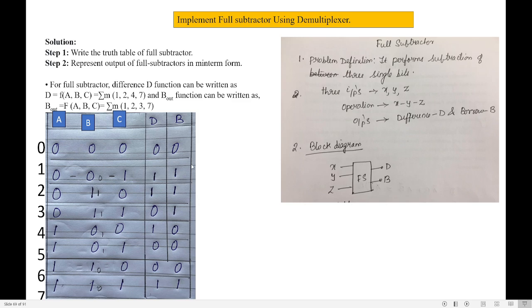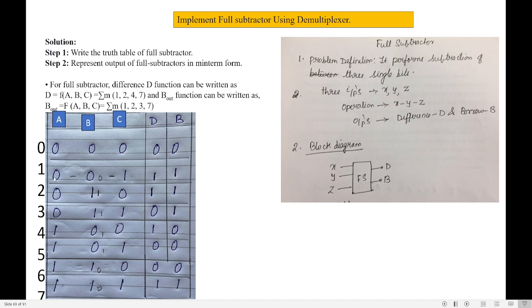Now, how will we write this column? We know 3 inputs means 3 zeros till 3 ones, total 8 combinations. First fill this, then go for difference and borrow. What is the job of a full subtractor? A minus B minus C. First it does A minus B. 0 minus 0 is 0. Again it does B minus C. 0 minus 0 is 0. So difference 0, borrow 0.